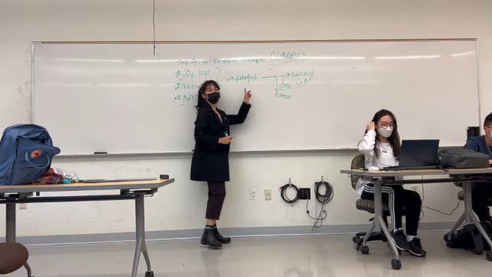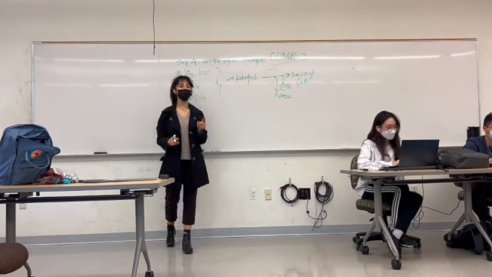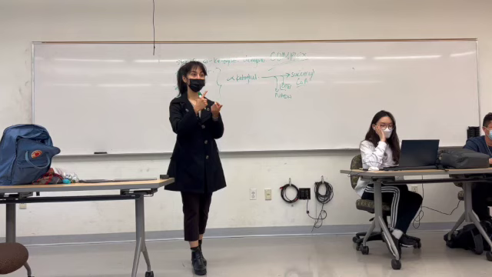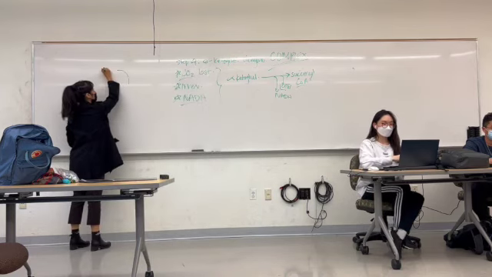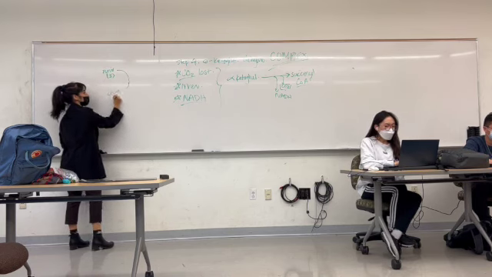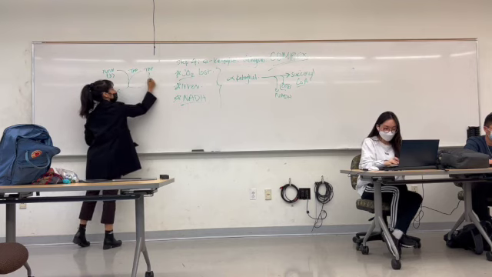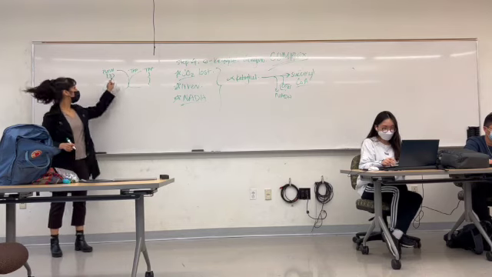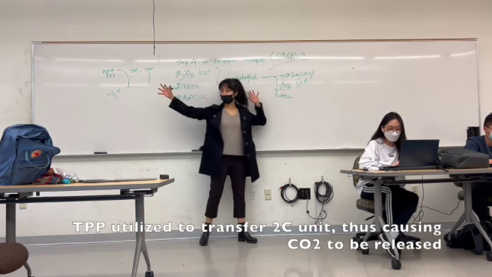Where do you think you lose the CO2 in this complex? Remember in PDC, you lost the CO2 when you used TPP? When I showed you this, if this was pyruvate, and it was 3 carbons, I lost CO2 here when I used TPP. That's what's happening here. It used TPP as well to get rid of carbon dioxide. So you see the analogy here?